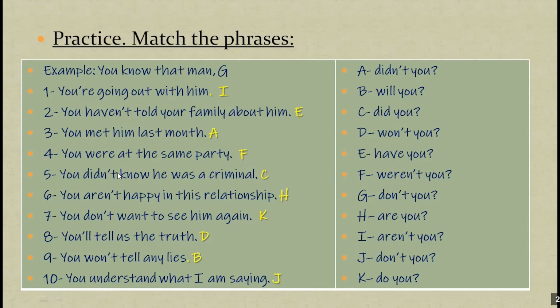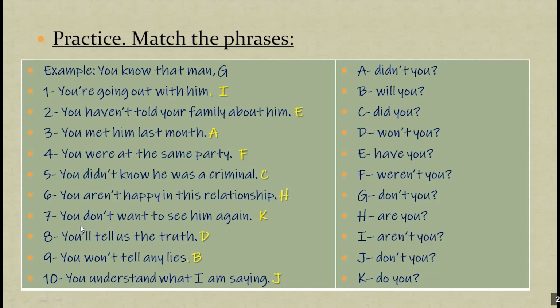You didn't know he was a criminal. Negative. So the question tag is going to be affirmative. And you have didn't. So it's going to be did. Did you? You're not happy in this relationship. Negative. So the question tag is going to be affirmative. And we are going to use verb to be as it is. Are you? You don't want to see him again. Negative. So the question tag is going to be affirmative. Do you?